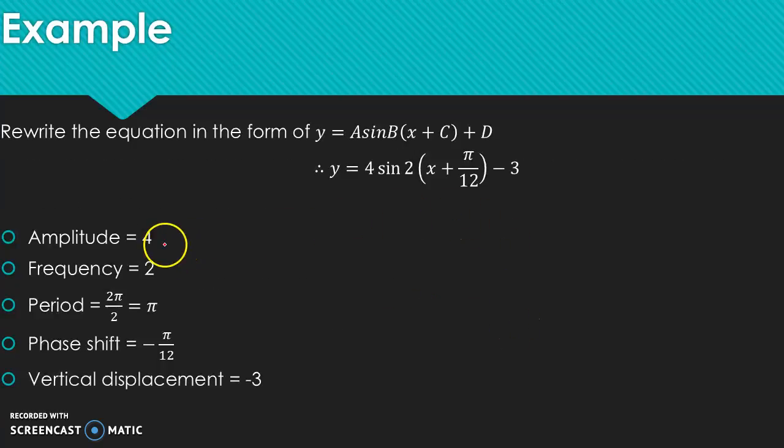Go to the next page. Our amplitude is going to be 4. Our frequency is 2. Our period is 2π over 2, which is π. So this curve is going to repeat itself every π radians. Our phase shift here is to the left, π over 12, and our vertical displacement is -3, so it's going to be moved to the left and downwards based on our values there.